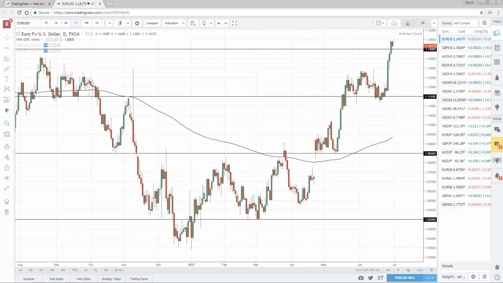So for euro dollar, still bullish on this. If you want to get onto this trade, I would say this is a level. The 113 level will be a level to look for long opportunities. So this is euro dollar.